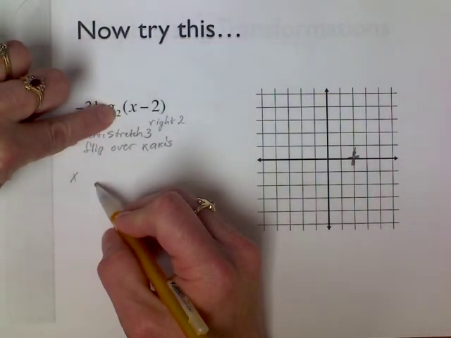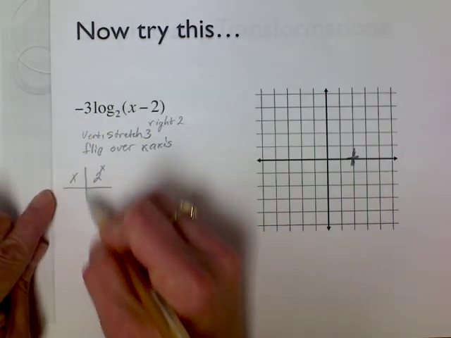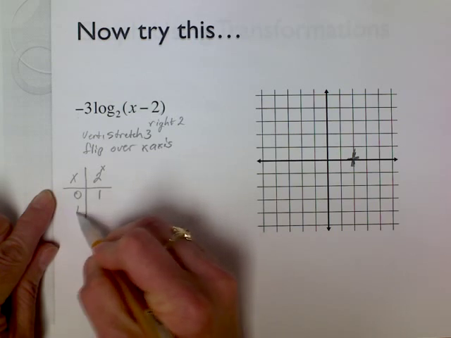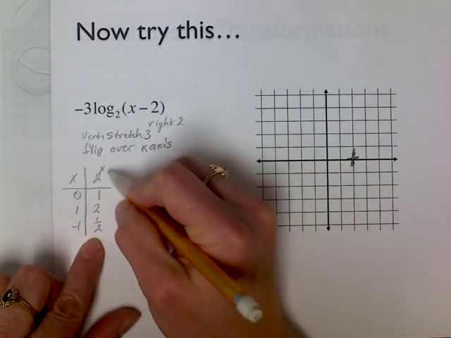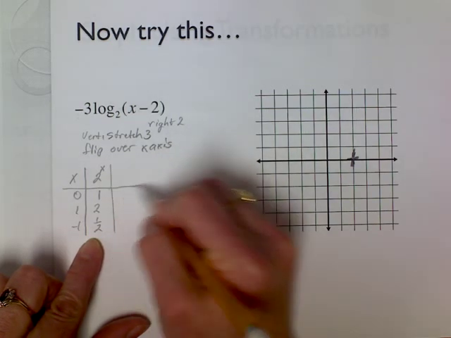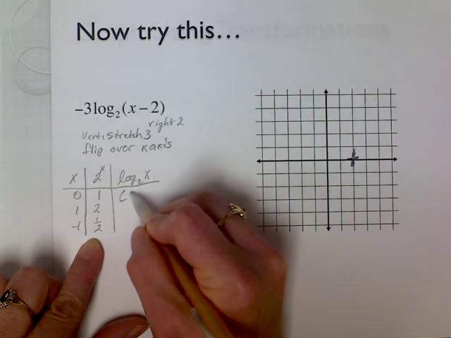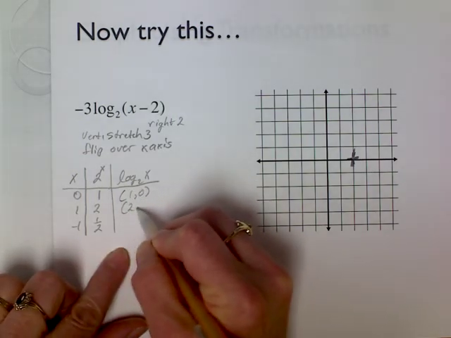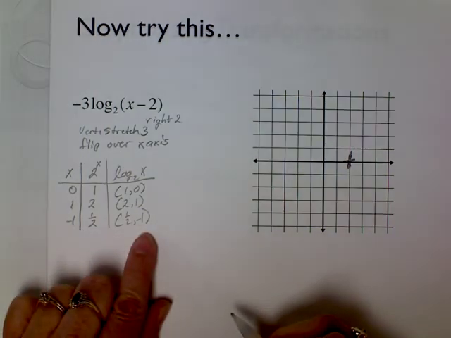Remember, base of 2. So this is 2 to the x as our parent function. So we do our 3 points again. Be sure you know where those are coming from. Okay. I'm going to flip those around so that now we're talking about log base 2. So here's my flip. Flipping. Flip them again. There you go.